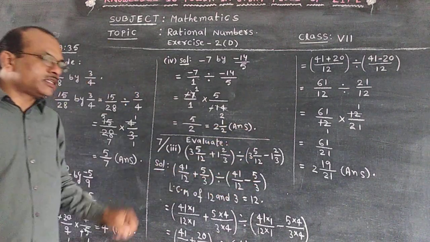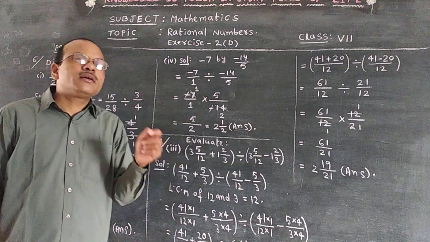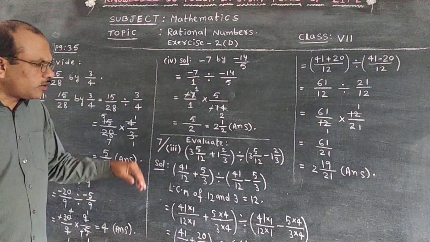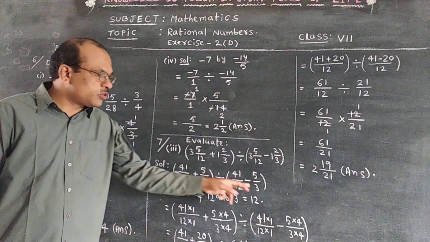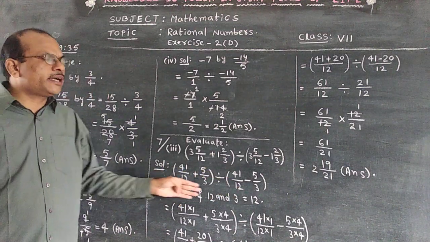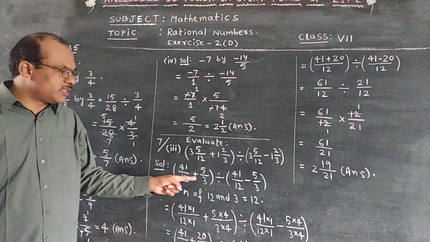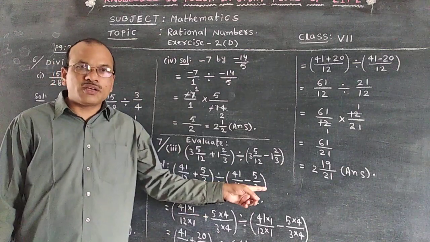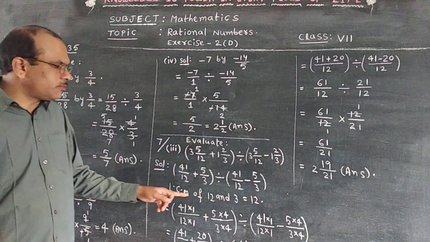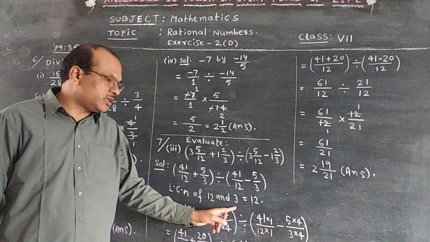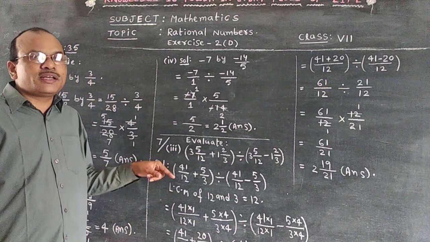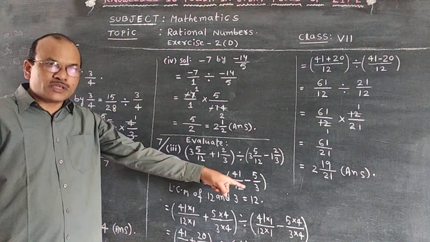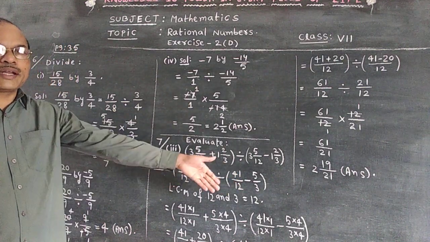Now both the brackets have improper fractions. Now we have noticed that the denominators are not the same in both the brackets. So we will take the LCM. Here 12 and 3. Here also 12 and 3. So we have to find the LCM of the denominators 12 and 3. That is 12 only. Now we want to change every denominator to 12.